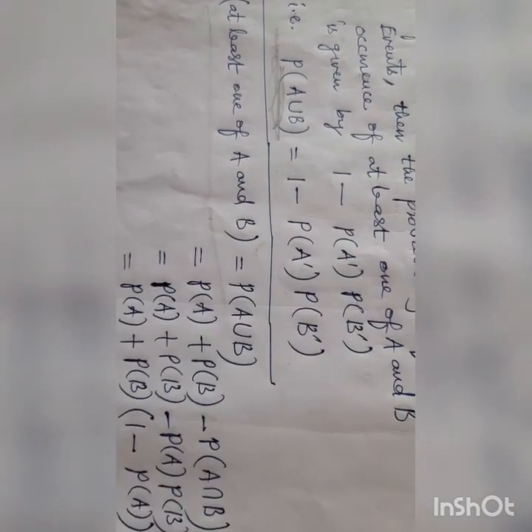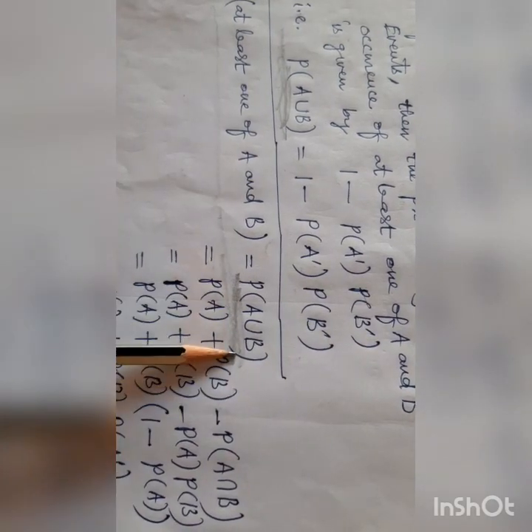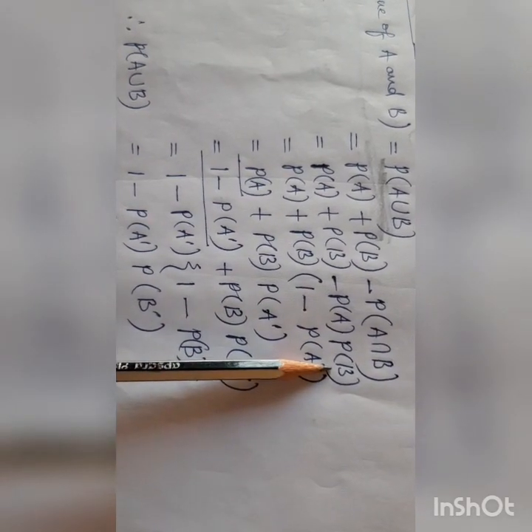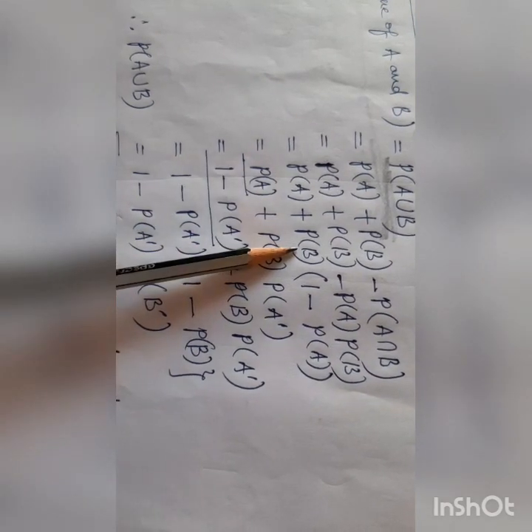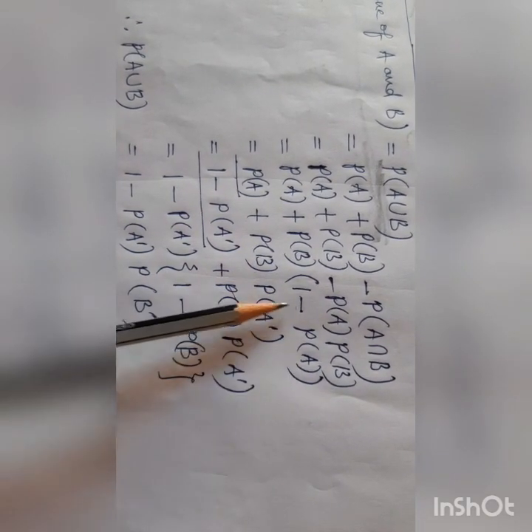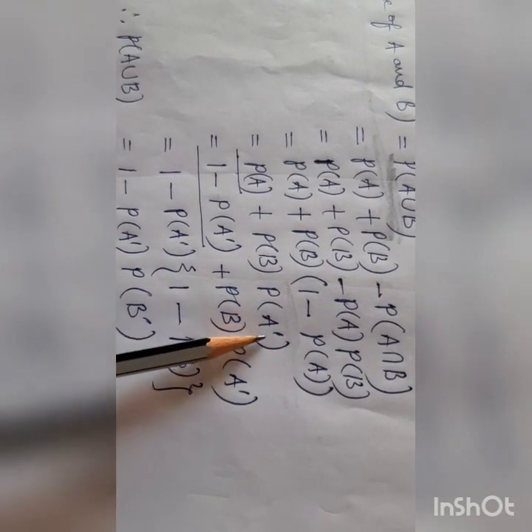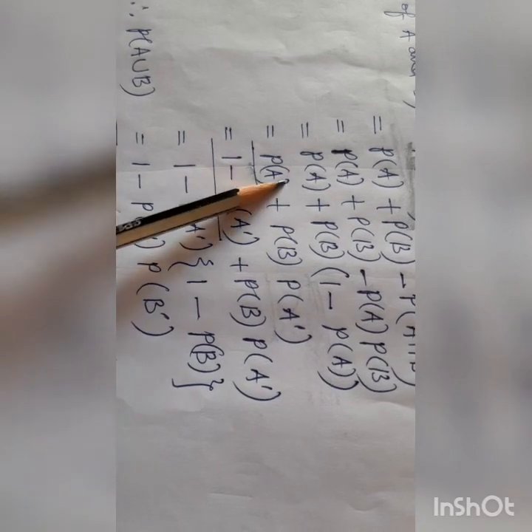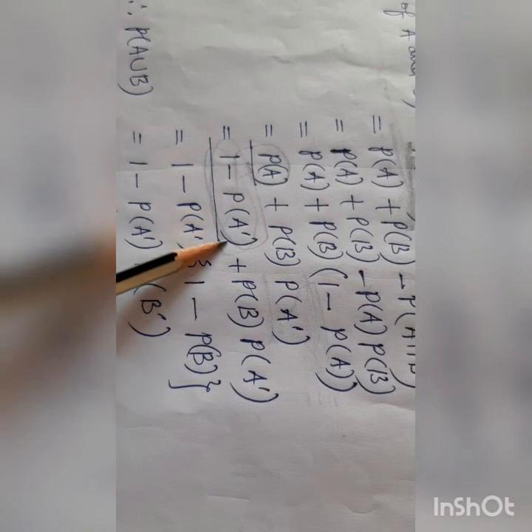P of at least one of A and B is nothing but, as I told just now, A union B. You know the addition formula: P of A plus P of B minus P of A intersection B, and P of A plus P of B minus P of A into P of B, because they are independent events. P of A plus P of B, common 1 minus P of A, and 1 minus P of A is P of A dash. So P of A can be written as 1 minus P A dash plus P B P A dash, and now 1 minus P A dash common, 1 minus P of B.